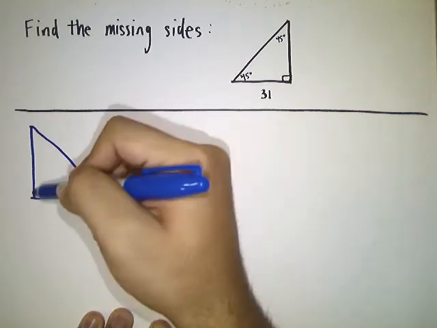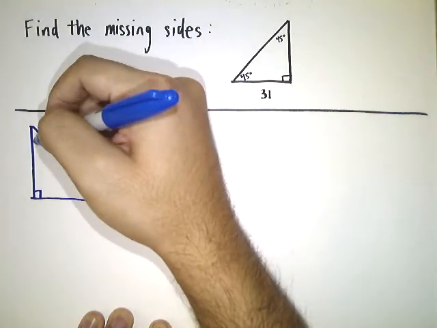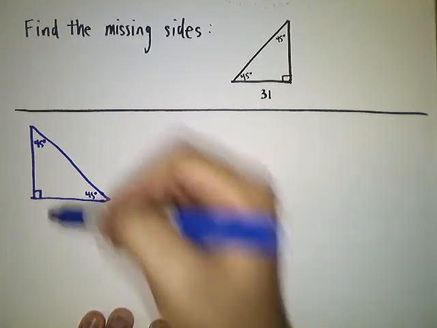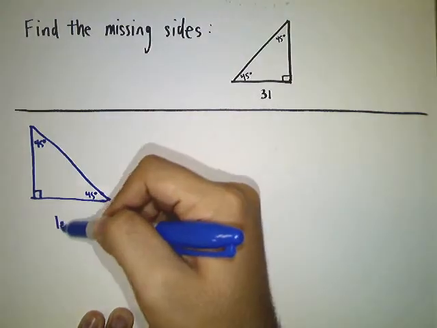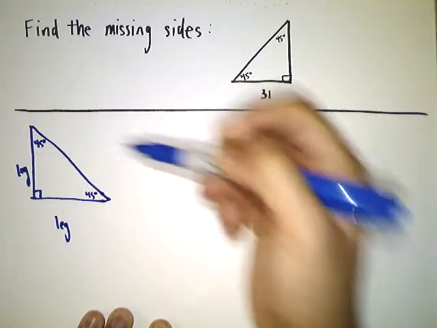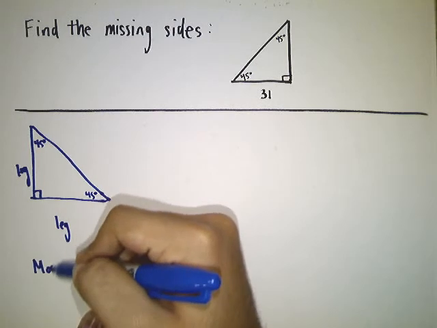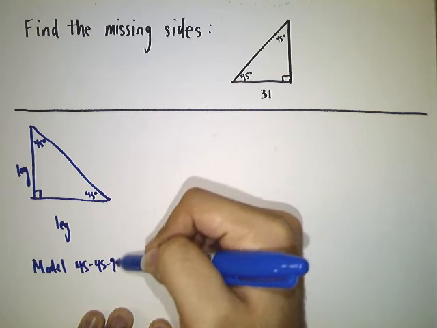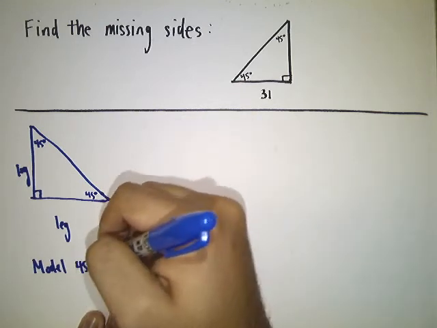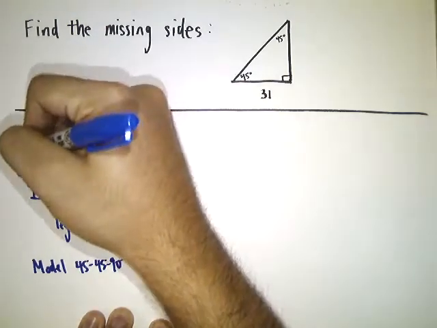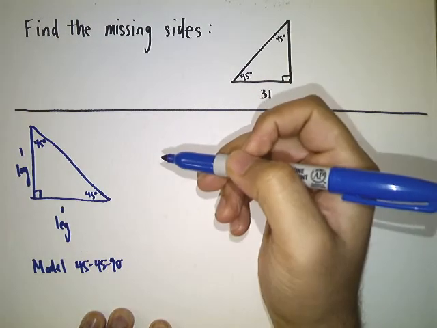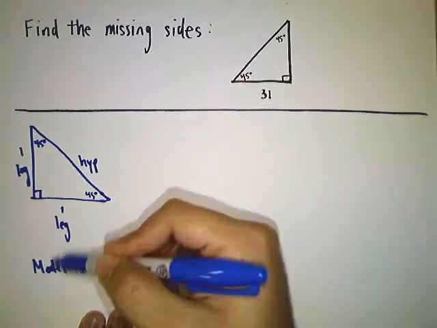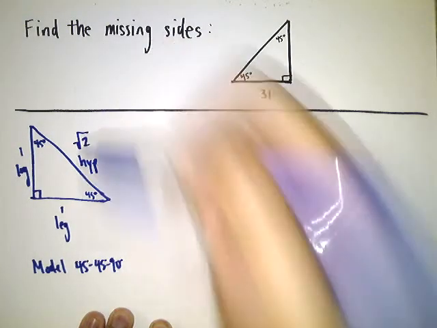We'll draw the model triangle. We have a right angle there, 45 degrees, 45 degrees. These are the two legs. That's a leg, and that's a leg. And in the model 45, 45, 90 triangle, each of these legs is 1 unit long. This side, of course, we call the hypotenuse, and in the model triangle, it's root 2 units long.